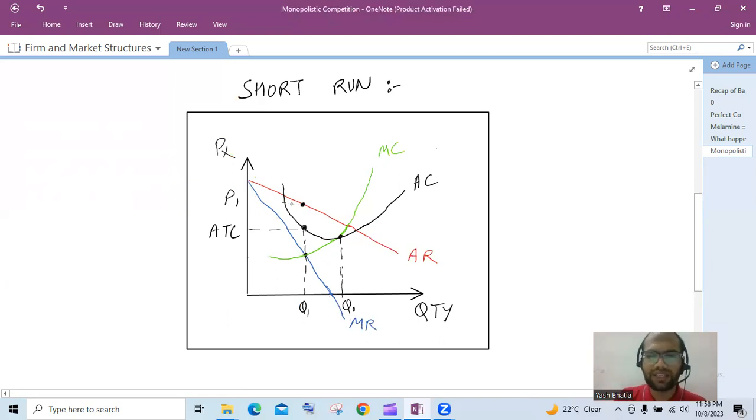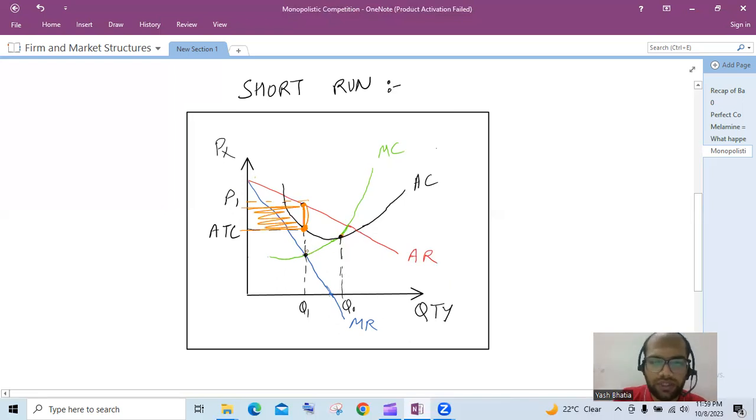In this case, I've assumed that the cost is below AR and MC cuts AC at the lowest point of AC. Now, in the short run, I've assumed that you are operating at quantity Q1. At quantity Q1, this point is your cost, and this point is the price that you're getting. So here, your profits are being maximized. You are earning economic profits here. This is the point where MR is equal to MC.